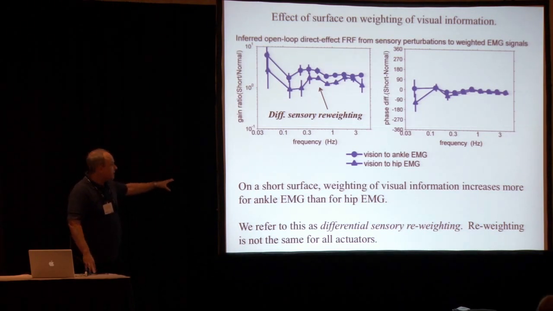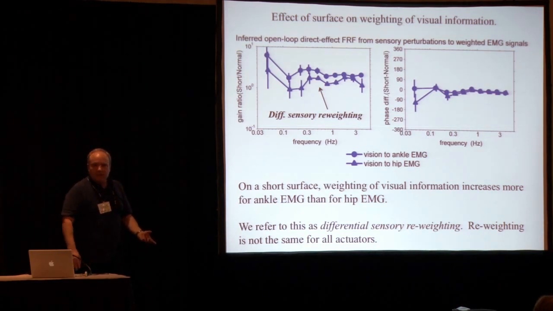And we refer to this effect as differential sensory reweighting. What that means is reweighting is not the same for all actuators. So you want to use sensory information differently for the ankle than the hip.